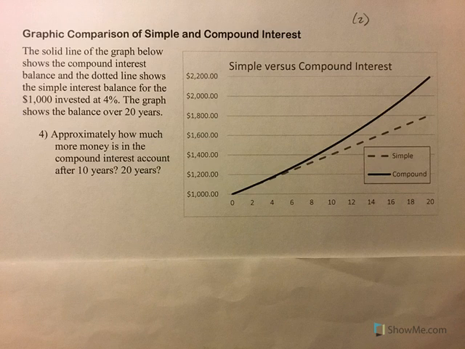All right, next page, the graphic comparison of simple and compound interest. Now you can see that simple interest is linear, a straight line, whereas compound interest gets a curve because it's exponential. All right, so how much more money is in the compound interest account at 10 years? Okay, so here's 10 years right here. So we're looking at a difference of, we might be at $1,500 and this might be $1,400. So at year 10, we're talking about maybe $100 difference.